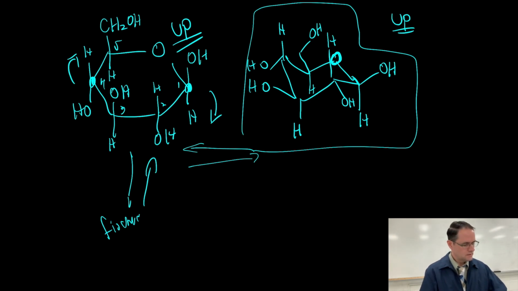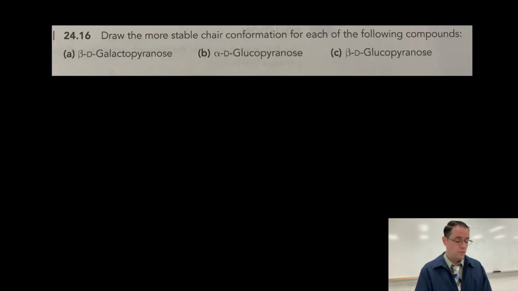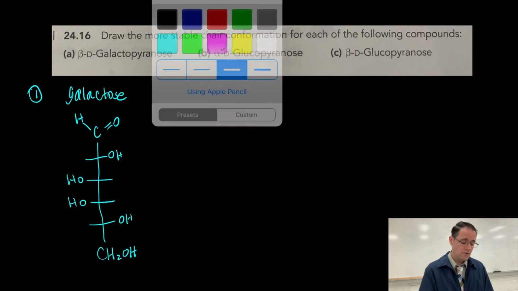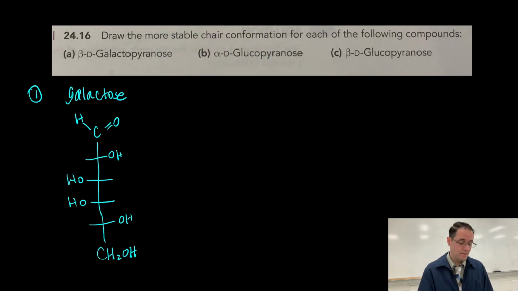All right. Let's do problem 24.16. We've got beta-D-galactopyranose. So step one, we want to grab the Fischer projection for galactose. Step two is to number your carbons and the oxygen that makes up the 6-membered ring. We know it's a 6-membered ring because we're talking about a pyranose.